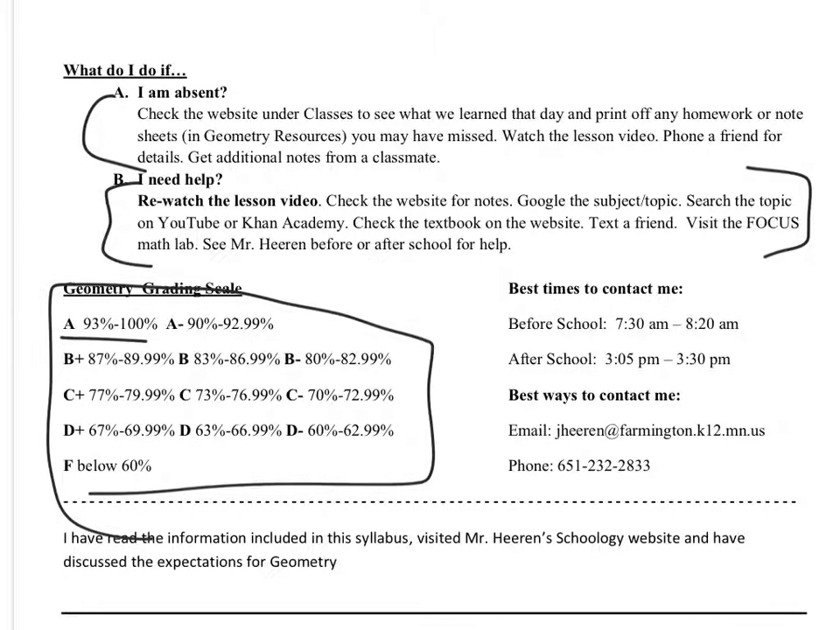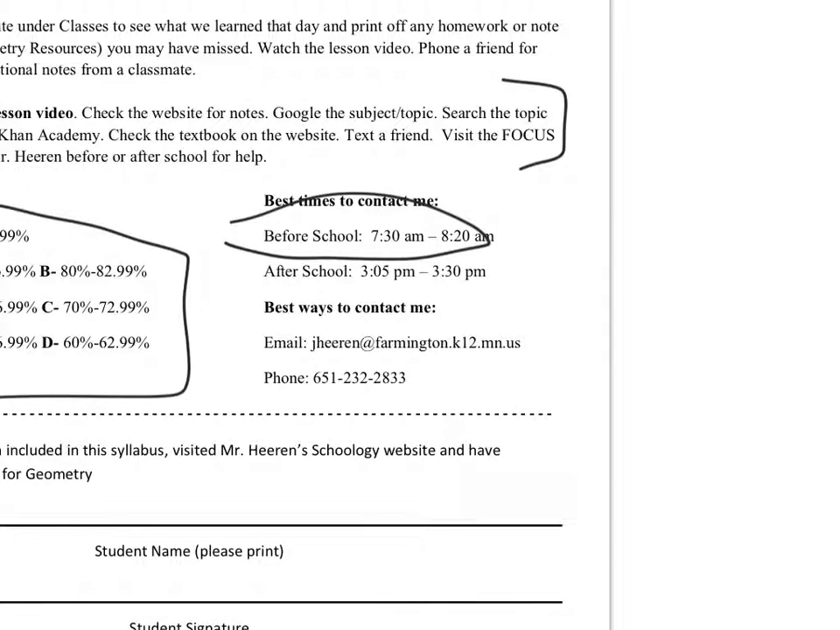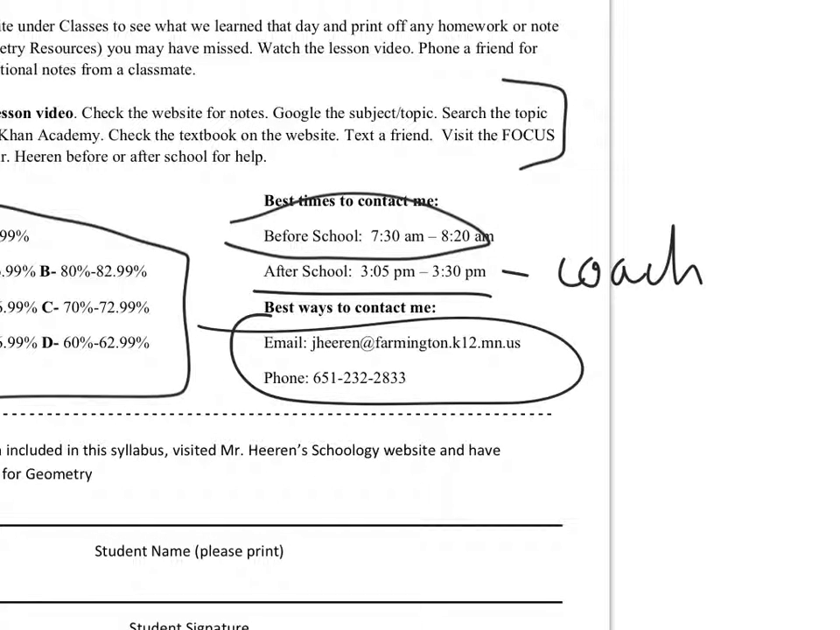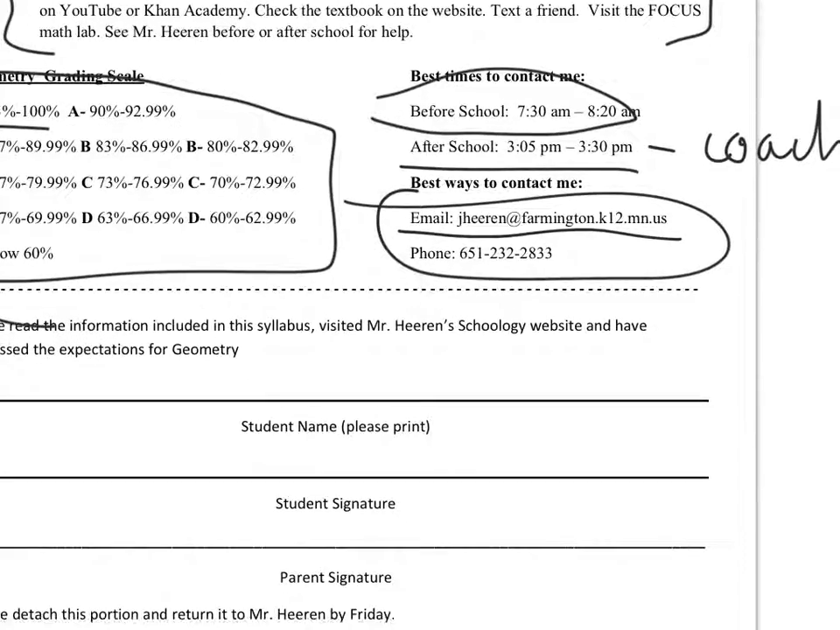Best times to contact me. Try and make it before school. After school is going to be tough because I coach. So after school is going to be tight. If it has to happen, I can make it happen, but after school, try to make that the absolute last resort. Contacting me, email and phone number. The best way to get in touch with me is email. Also Twitter, where I just disseminate information to make sure that you guys have everything you need to know and you're reminded of what's coming up so you don't forget about things.